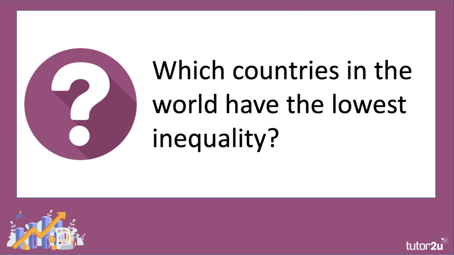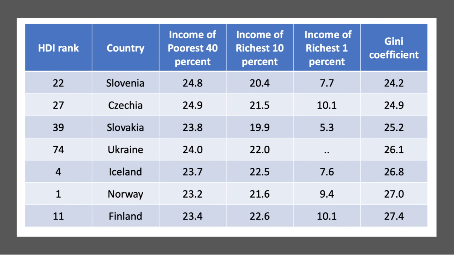Which countries in the world have the lowest inequality? We tend to focus on countries that have very high Gini coefficients and Palma ratios. Well, these are the nations with the lowest Gini coefficients: Slovenia, Czech Republic, Slovakia, Ukraine, Iceland, Norway and Finland. So a preponderance there of European countries, nearly all highly ranked on HDI with the exception of Ukraine, but they have a Gini coefficient of less than 0.3.